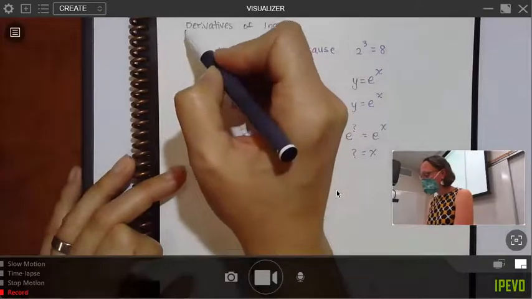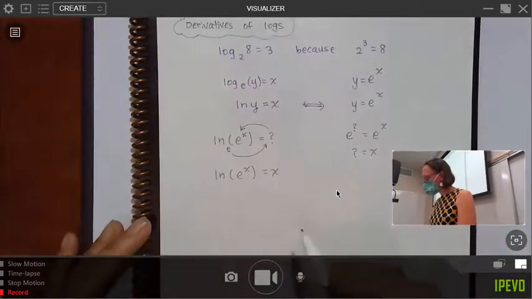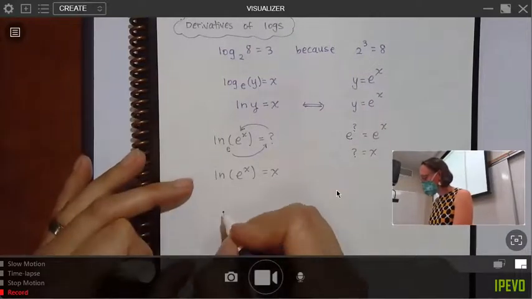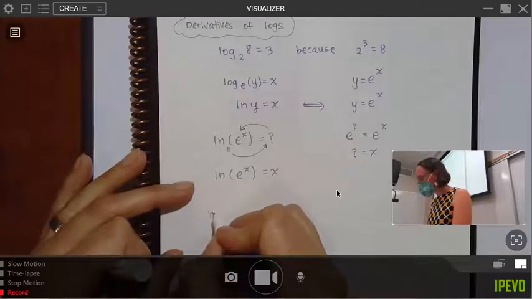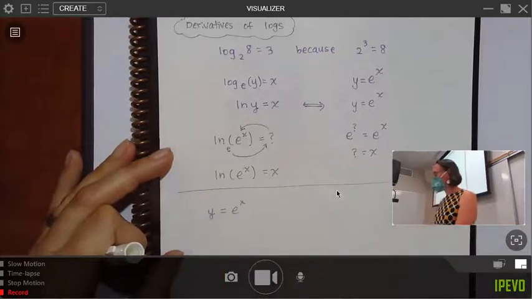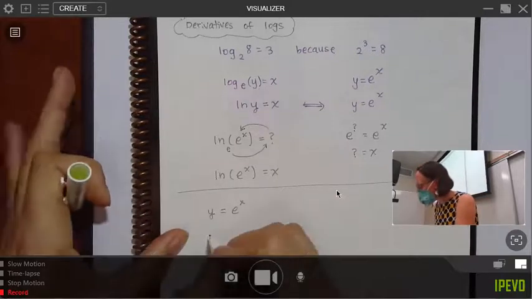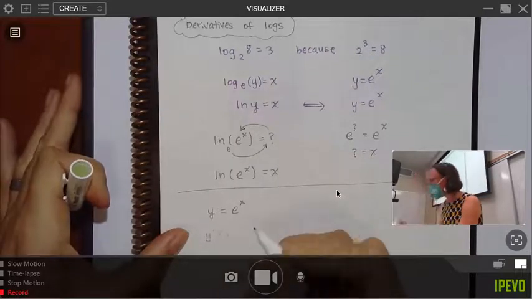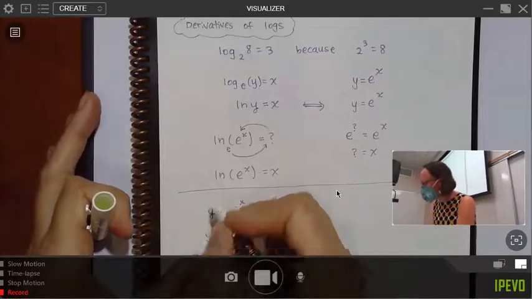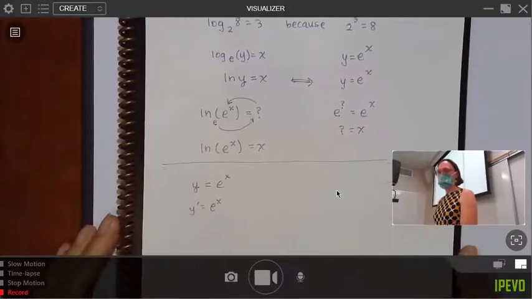So now we can fast forward to talking about derivatives a little bit. I'm going to start by saying, okay, what if I had y equals e to the x, and I want to take the derivative? You all know what the derivative is. This says y prime is equal to the derivative of e to the x, which is? Okay. I'm going to keep that off to the side for us, just so that we remember things.